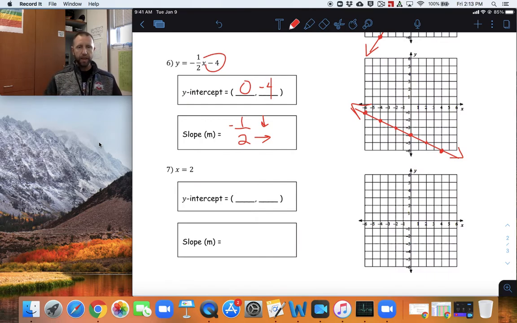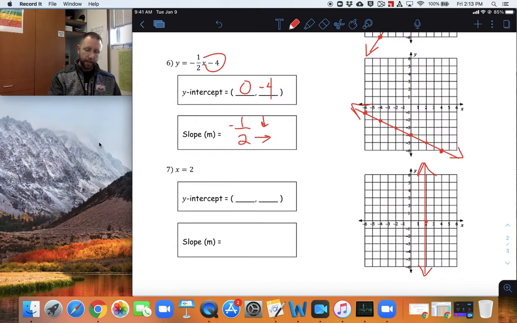Okay. The last one is another special graph. This one is the opposite, right? This one's missing a y. It says x equals 2. So if I go to x equals 2, that's right here. And that equation is basically telling us it doesn't matter what the y value is. X is always going to equal 2. Well, if x is always going to equal 2, that means we've got this vertical line at x equals 2.